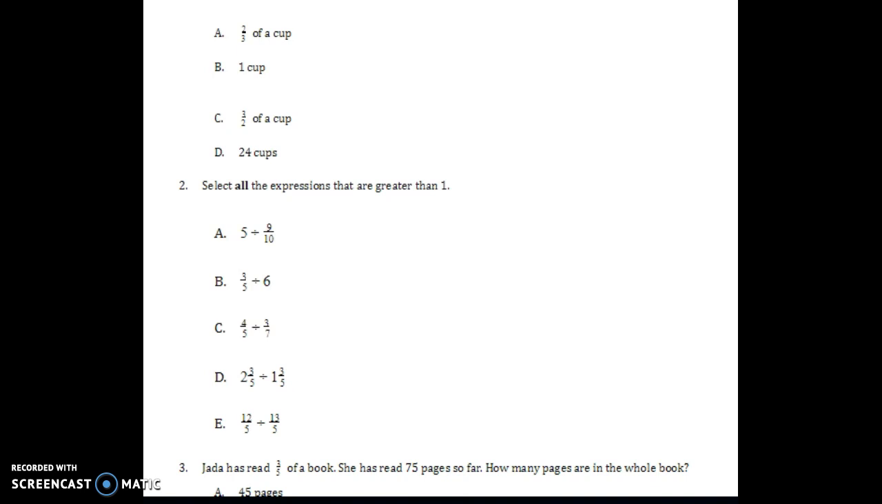C. 4/5 divided by 3/7. D. 2 3/5 divided by 1 3/5. E. 12/5 divided by 13/5.